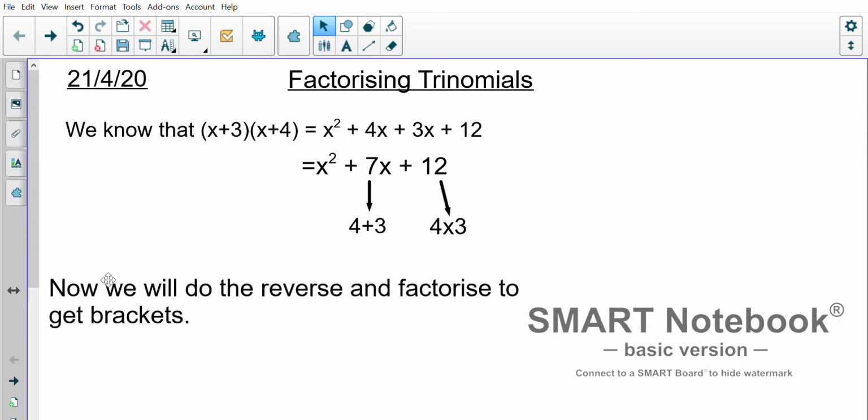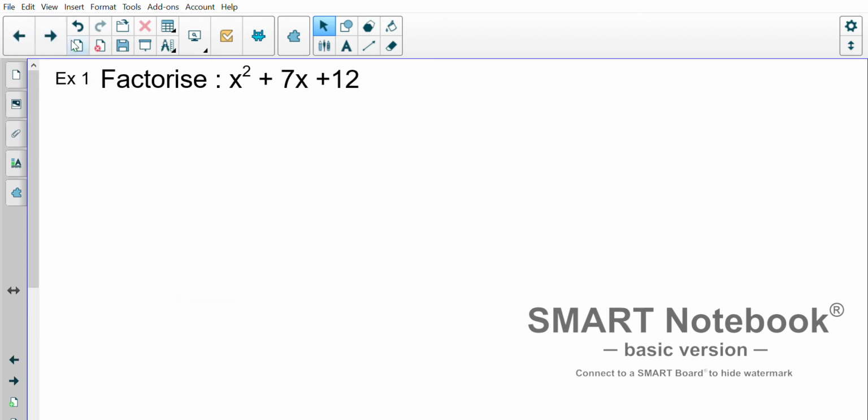Factorising is really the reverse of what we've been doing with multiplying out brackets. It's about taking an expression and putting it back into brackets. So we've done the first part. We're now going to look at what we do next. So let's look at something like this, x squared plus 7x plus 12. Right, we can see there's no brackets there, but it's wanting us to factorise it, which means put it into a pair of brackets. So let's look at where we get the 7 from.